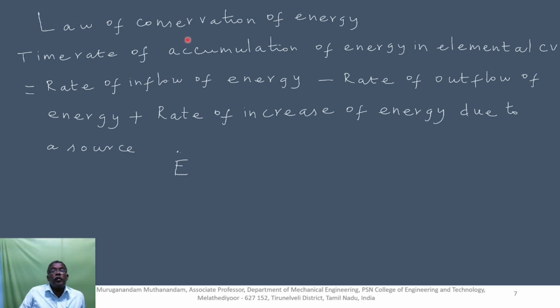Similarly, the law of conservation of energy, when applied to a control volume, is as follows: the time rate of accumulation of energy inside an element of the control volume is equal to the rate of inflow of energy minus the rate of outflow of energy plus the rate of increase of energy due to a source. Again, the symbol for representing the energy flow rate is uppercase C dot.